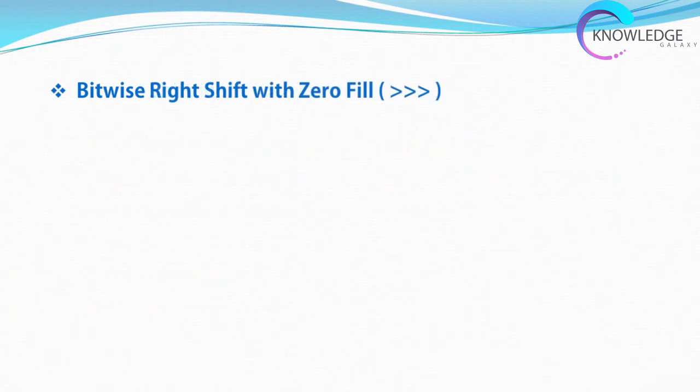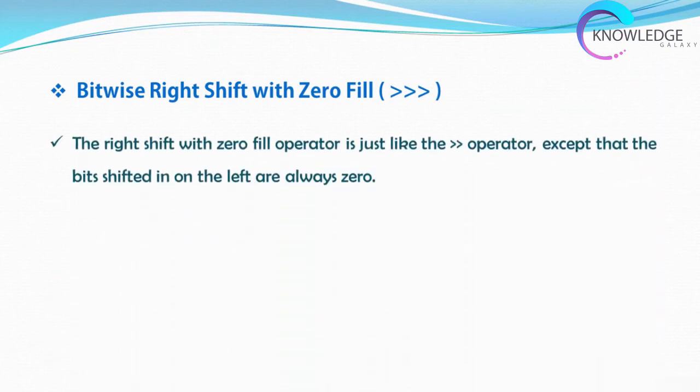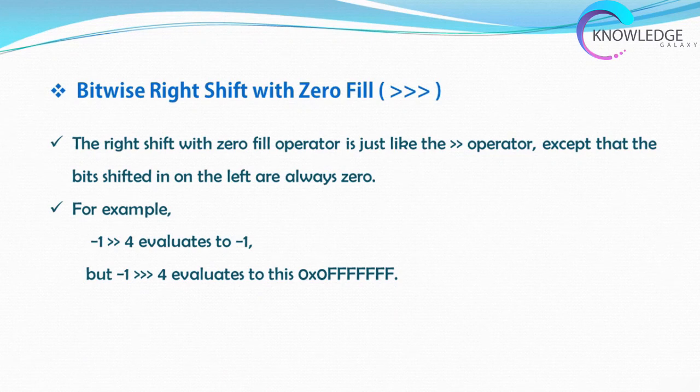Then we have the last bitwise operator, which is right shift with 0 fill. The right shift with 0 fill operator is just like the right shift operator, except that the bits shifted in on the left are always 0. For example, -1 right shift 4 evaluates to -1. But when we say -1, then we specify the right shift with 0 fill operator and specify 4, it evaluates to this, right?